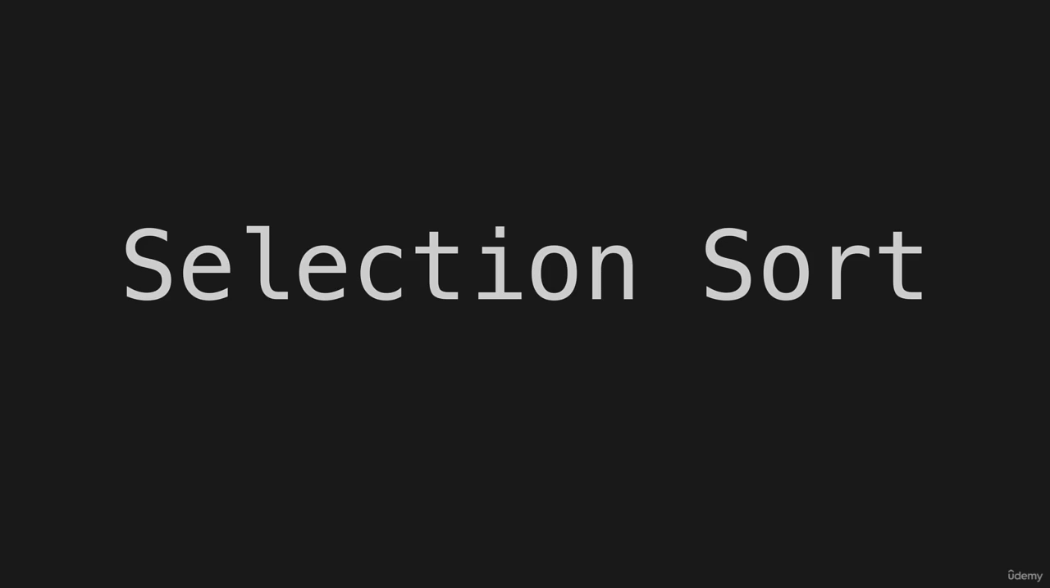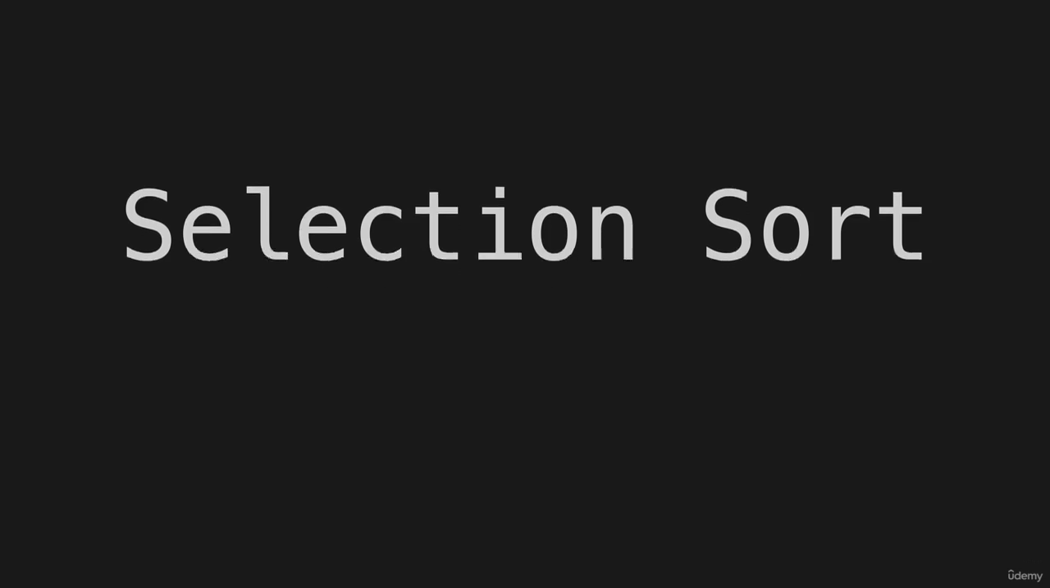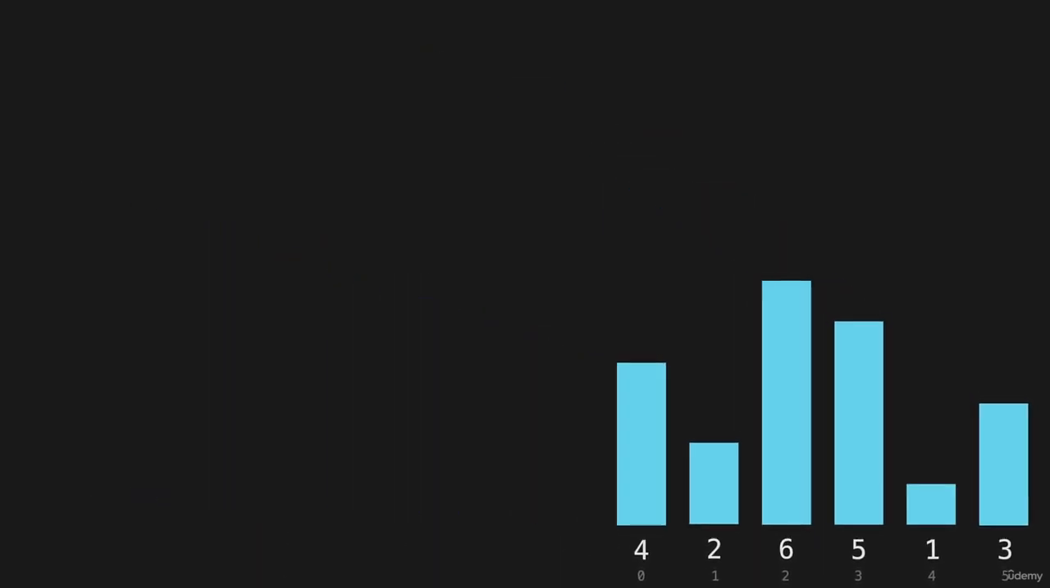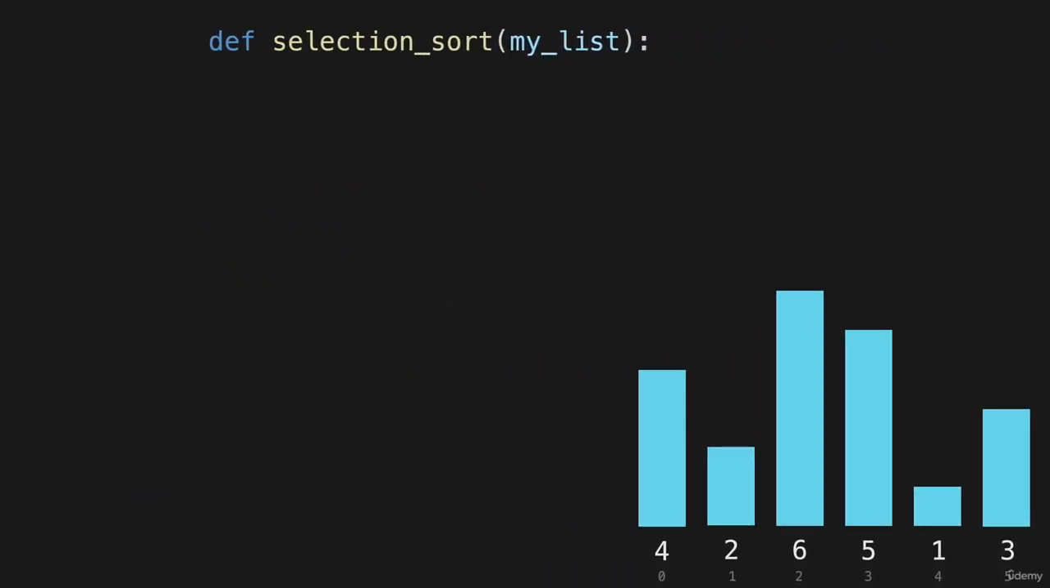So now we're going to code selection sort. And this is where we left off in our last video. I'll shrink this down and we'll start writing our function. So we'll say selection sort, we'll pass it this list.